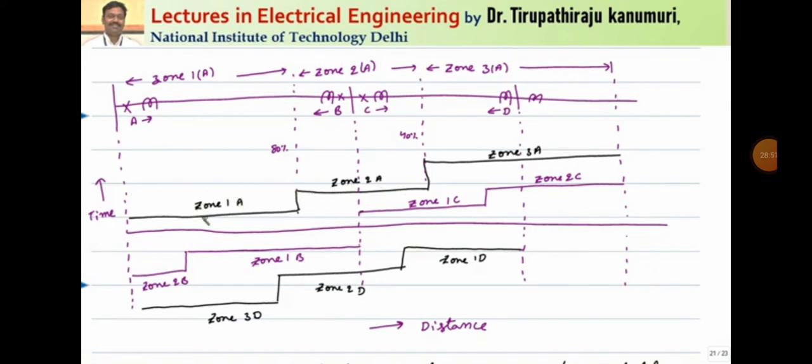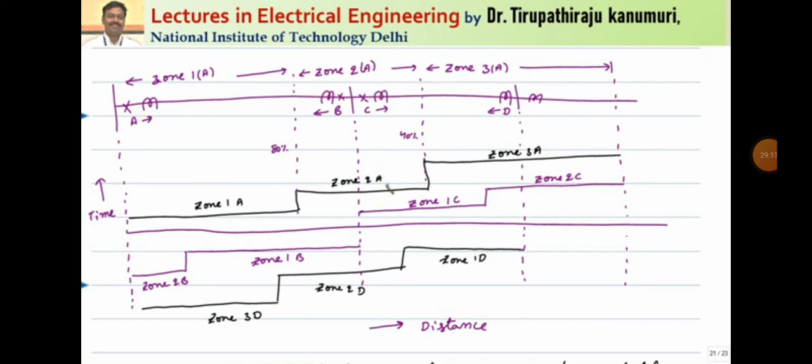Due to some reason, if this relay is not operated, then this relay number 2 will operate. Then if relay number 2 is also not operated, then relay number 3 will operate with some delay. So this is coming to zone number A, and along with this, zone 2 and zone 3 will provide the backup protection for these areas, that is, the adjacent sections.